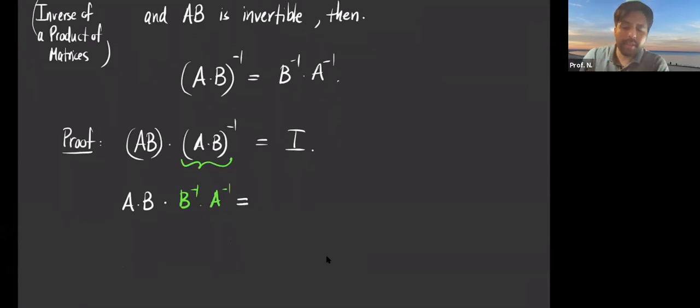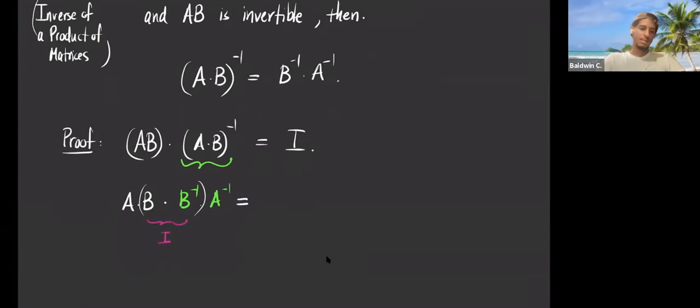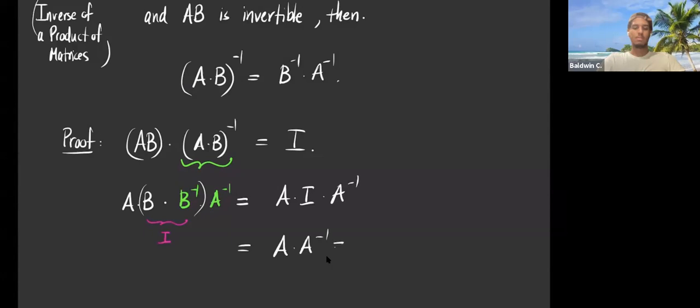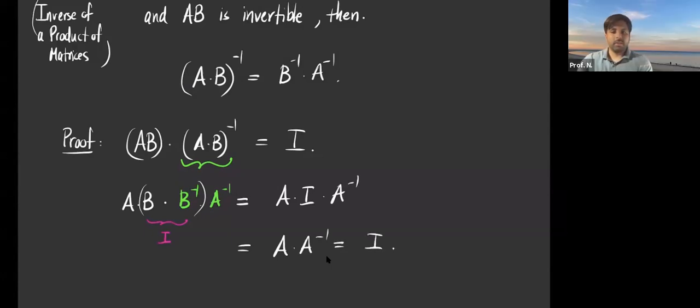Well, what do I know about matrix multiplication? It's associative, right? So as long as I can group them, it doesn't matter how I group them. So if I group these to be first, what happens when you multiply B times B inverse? I get the identity. So what do I get? I get A times the identity times A inverse. But what's identity times anything? It's just that thing, right? It doesn't really matter. But what's A times A inverse? The identity. So I just showed you that if I take AB and I multiply it by the proposed inverse, pardon me, I get the identity.